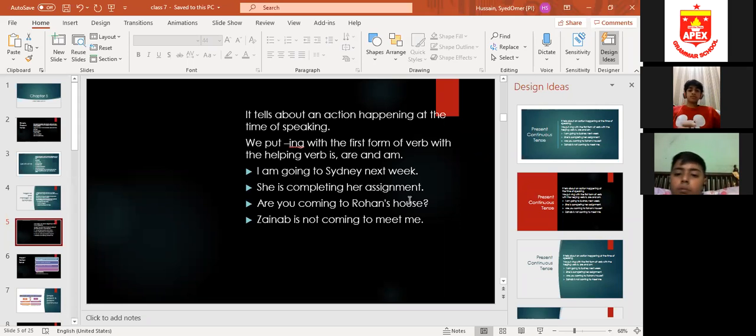She is completing her assignment. Are you coming to Rohan's house? Zainab is not coming to meet. Now students, you can see going, completing, coming, and coming are the verbs with ing. Am, is, are, is are the helping verbs. So present continuous tells about an action which is happening now. For example, right now what I am doing, I am teaching.